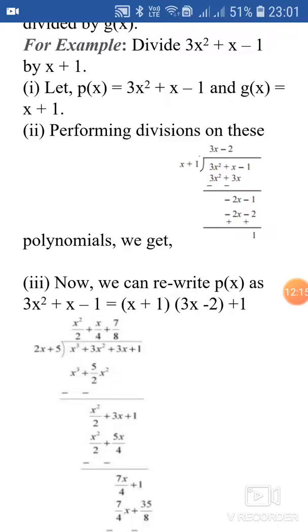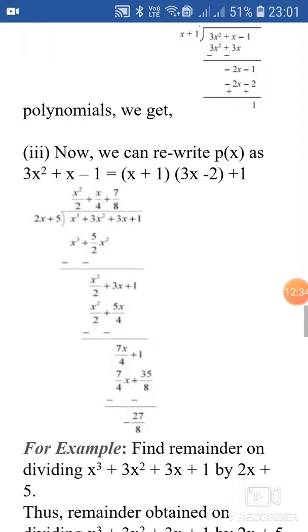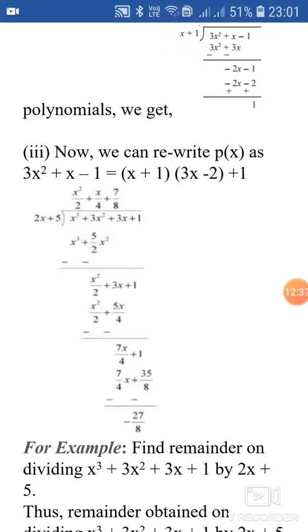3x multiplied by x plus 1 will become 3x square plus 3x. Now you see that we change the sign, and 3x square minus 3x becomes 0. So x minus 3x is minus 2x, minus 1. Hence we simplify and at last we get the remainder 1. So we can rewrite it in the general form p(x) equals q(x) times (x minus a) plus r(x). The dividend was 3x square plus x minus 1, the divisor is x plus 1, and the quotient is 3x minus 2 plus remainder 1.